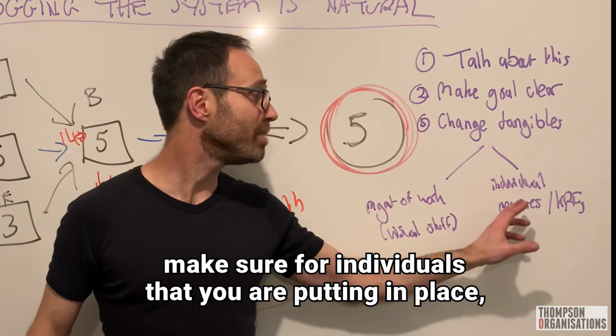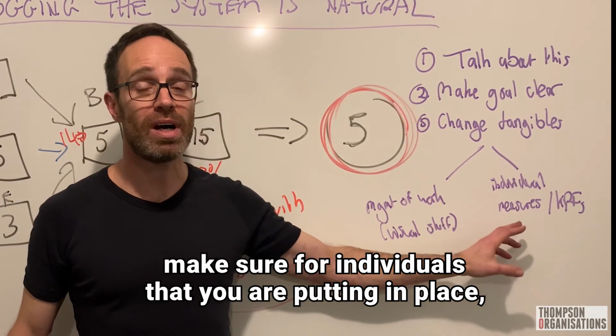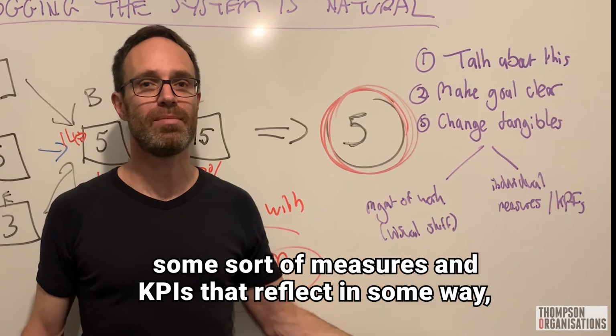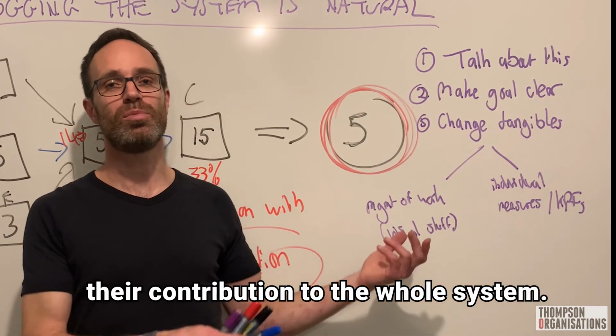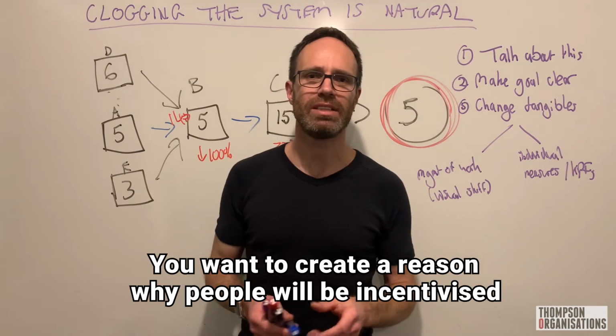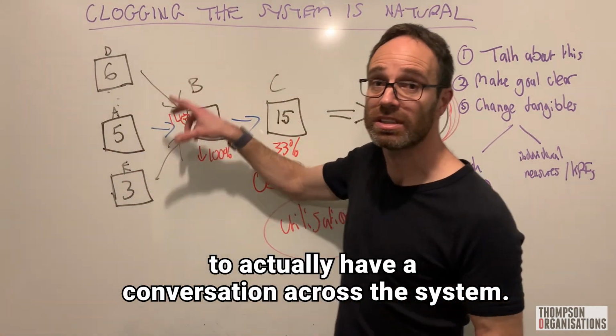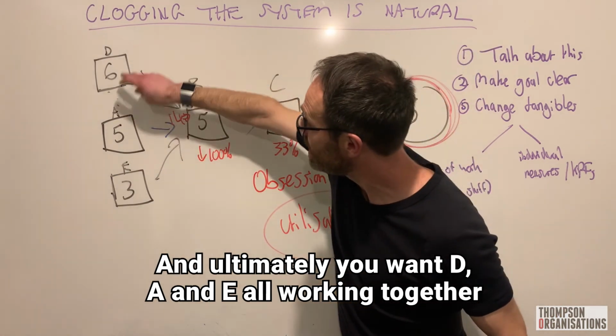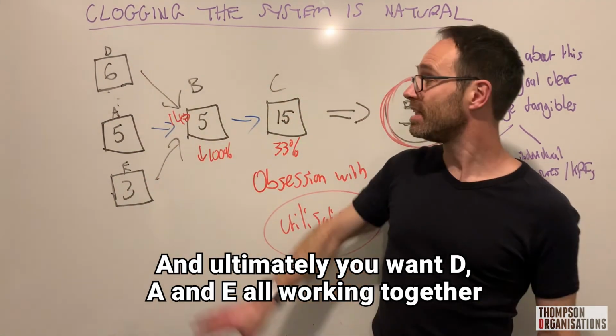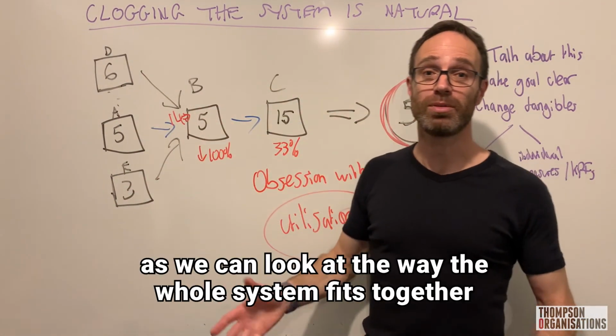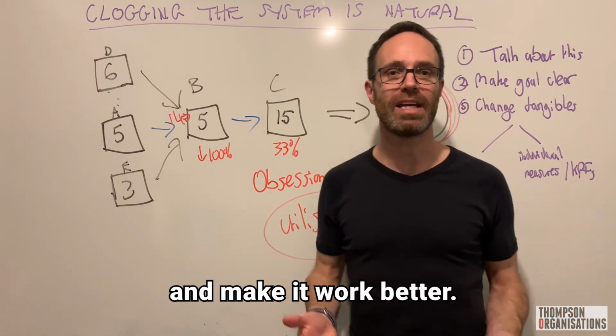And then for the tangibles, make sure for individuals that you are putting in place some sort of measures and KPIs that reflect in some way their contribution to the whole system. You want to create a reason why people will be incentivized to actually have a conversation across the system, and ultimately you want D, A and E all working together to help out B until such time as we can look at the way the whole system fits together and make it work better.